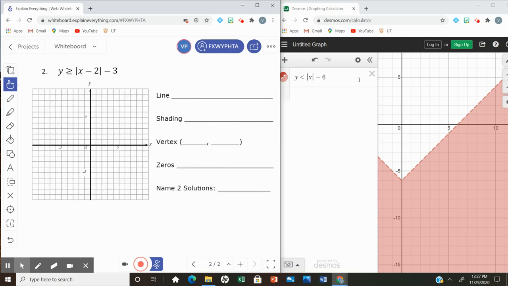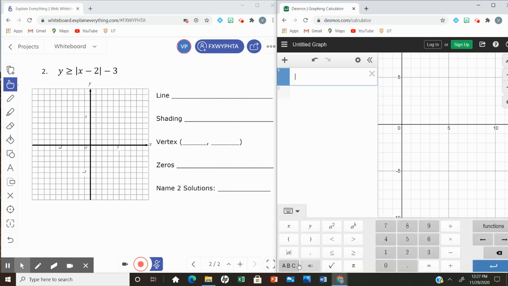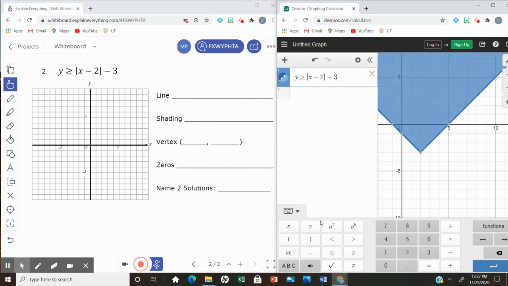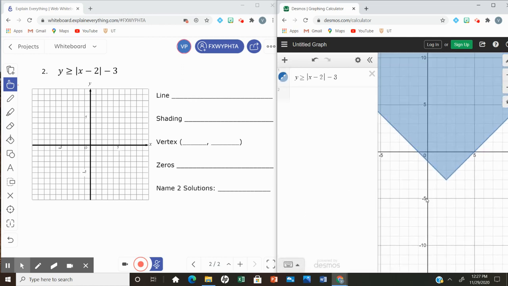Okay, so graph number 2, we have y is greater than or equal to, so let's go into Desmos. Again, remember you want the y. We want greater than or equal to, and we have the absolute value of x minus 2, so we're going to type in x minus 2, and arrow to the right. And then the minus 3 needs to be on the outside. So here it is graphed for you.